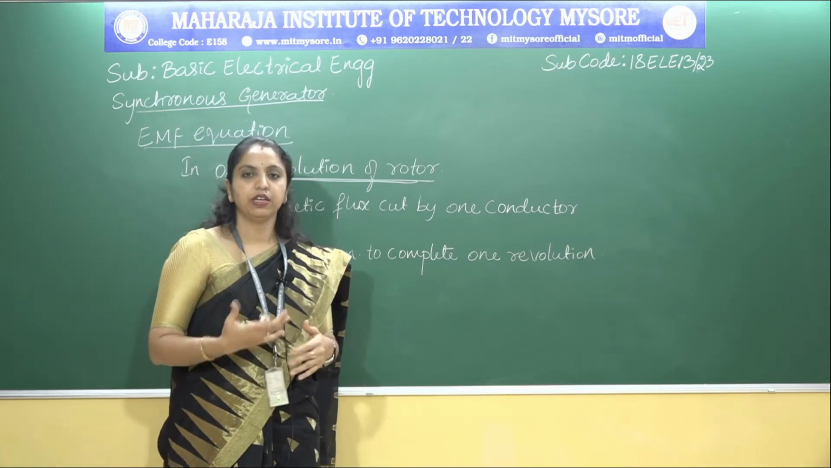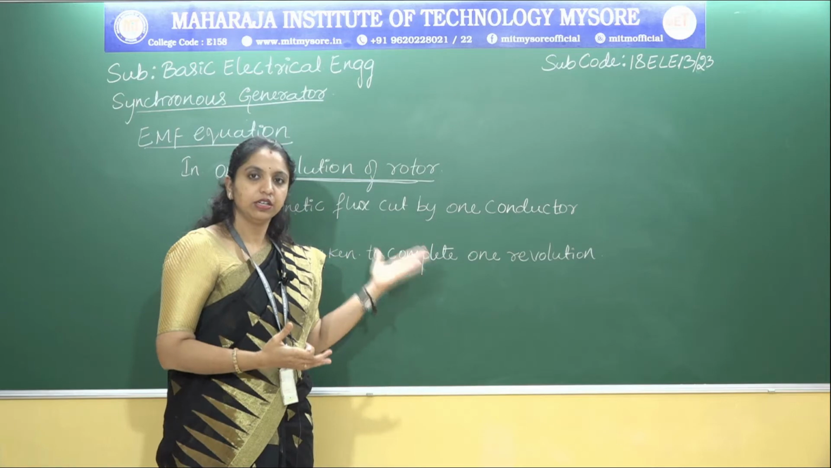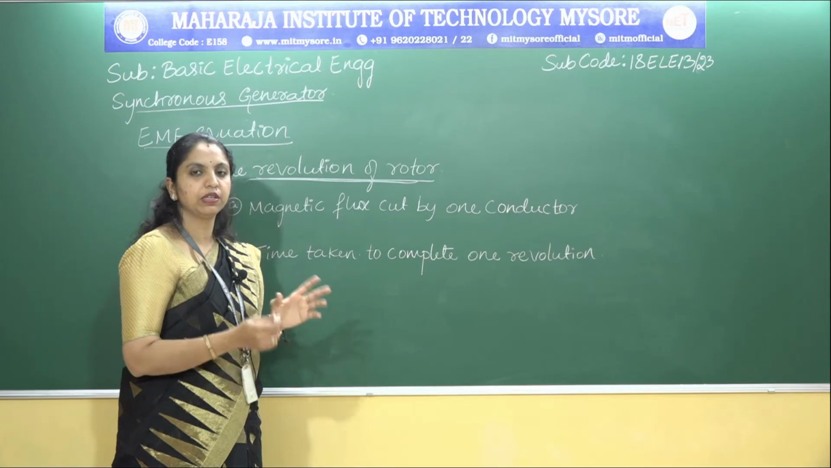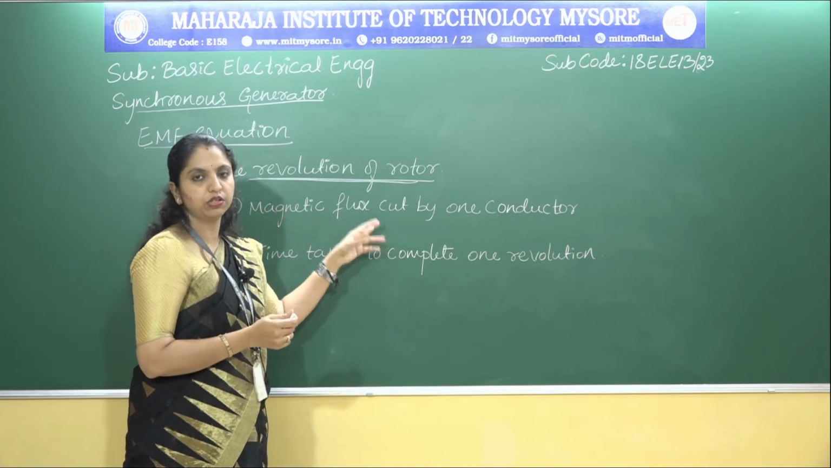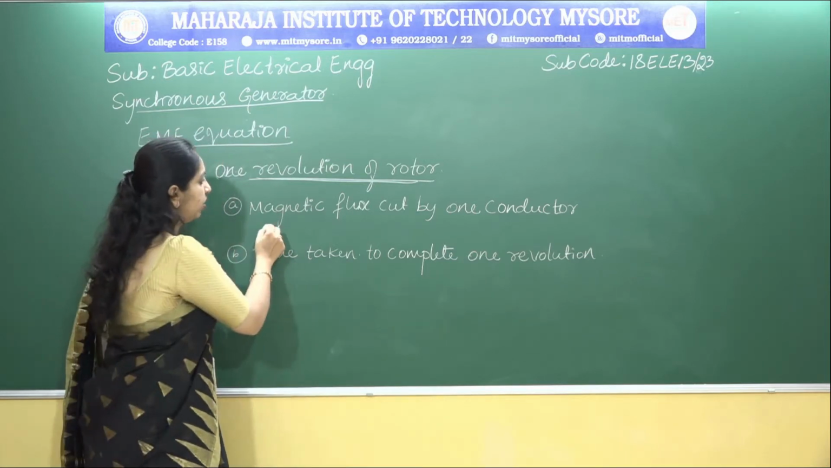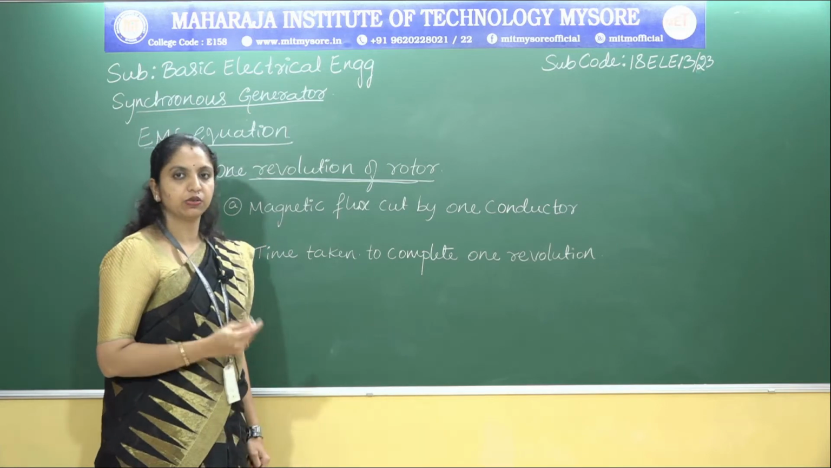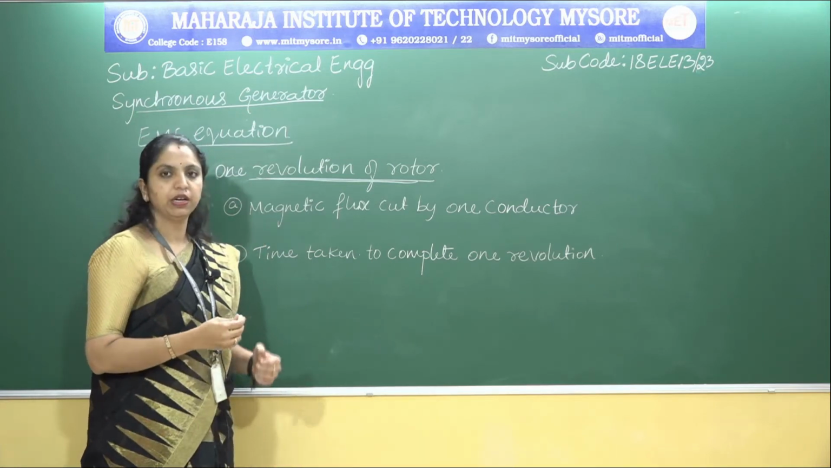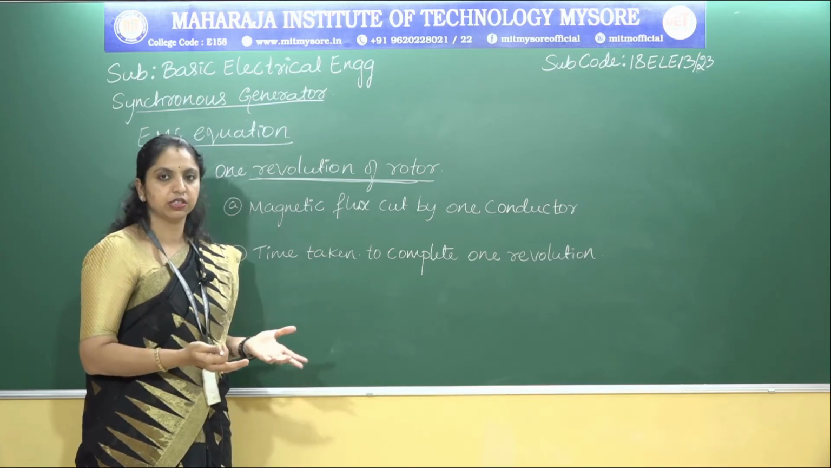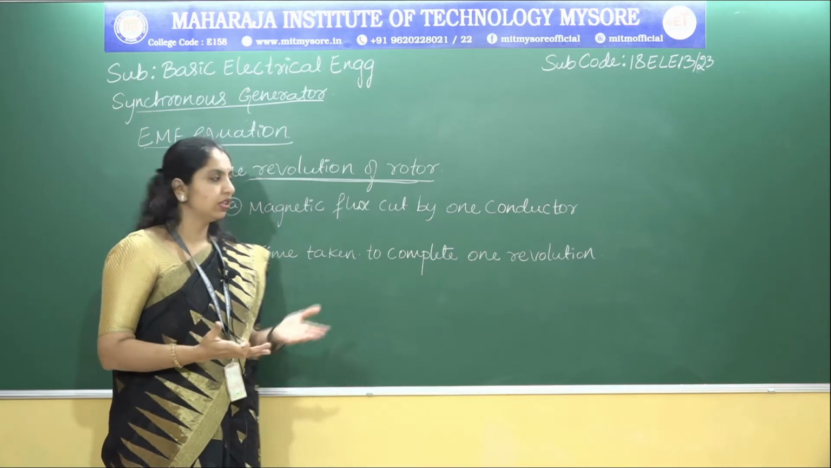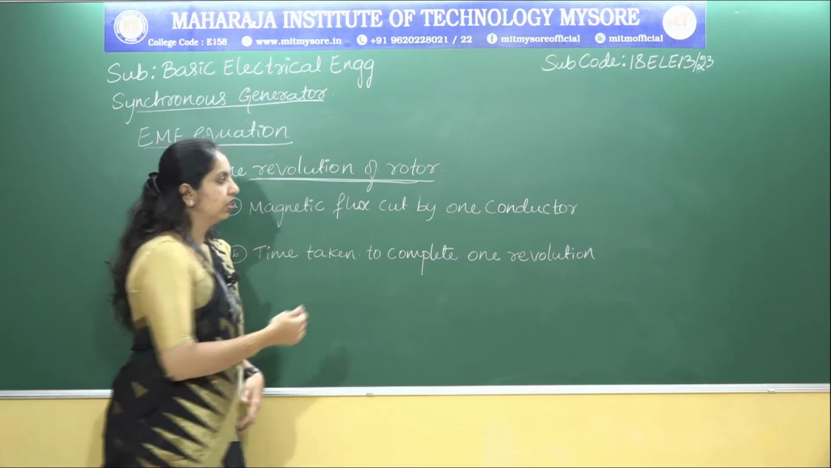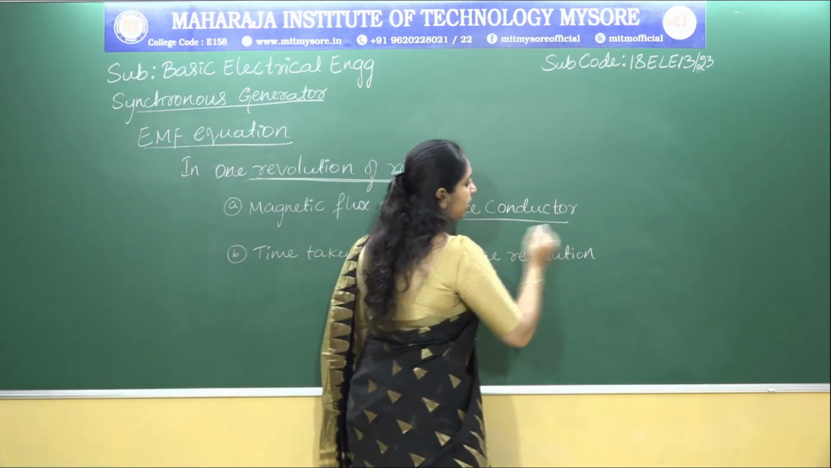To derive the EMF equation of the synchronous generator, we need to consider one revolution of the rotor. And in the first case, we need the magnetic flux cut by one conductor. You know this, right? The magnetic flux cut by one conductor, or the conductor cutting the magnetic flux, whatever. So there will be a change in flux. That is the change in flux.